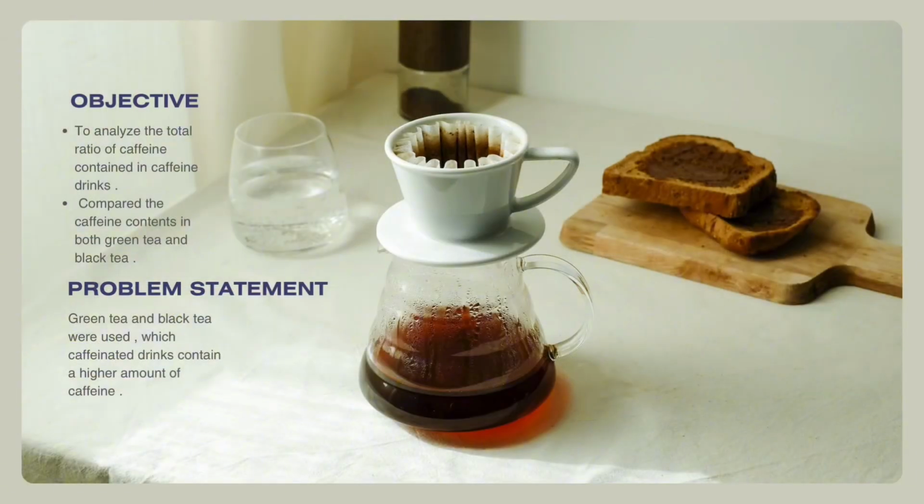The objectives of this experiment were, first, to analyze the total ratio of caffeine present in caffeinated drinks, and second, to compare the caffeine content of green tea and black tea. The problem statement we explored was which caffeinated drink, green tea or black tea, contained a higher amount of caffeine.